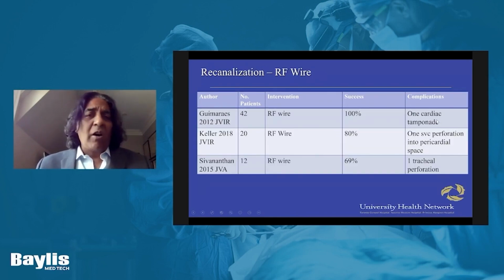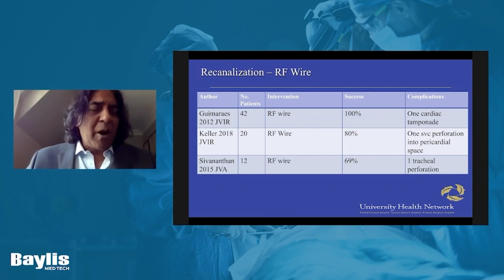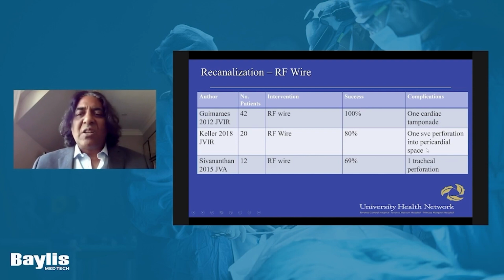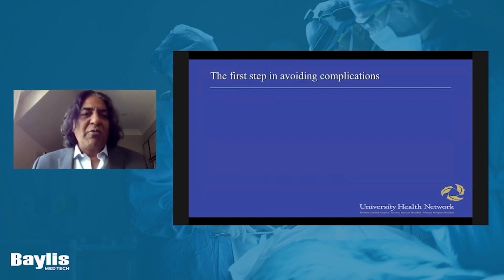When we look at the RF wire outcomes, these are the few published studies. Marcelo has the largest published study and great technical outcomes. There was one pericardial tamponade that resolved. In one study, they had one SVC perforation into the pericardial space with a similar outcome, and one tracheal perforation in the smaller study in JVA.